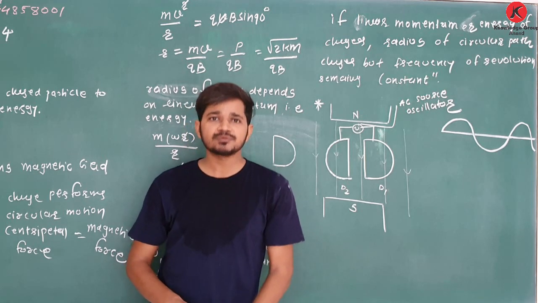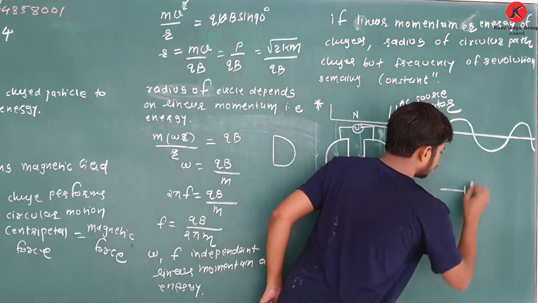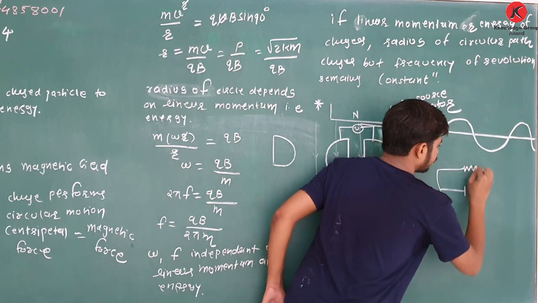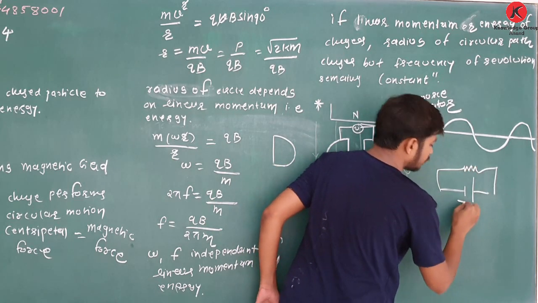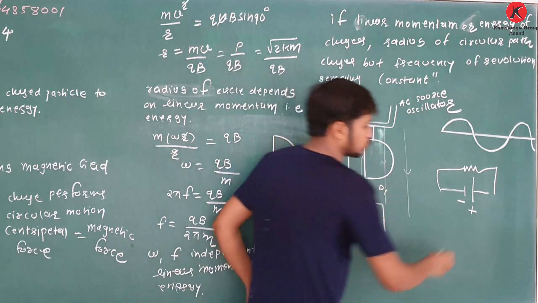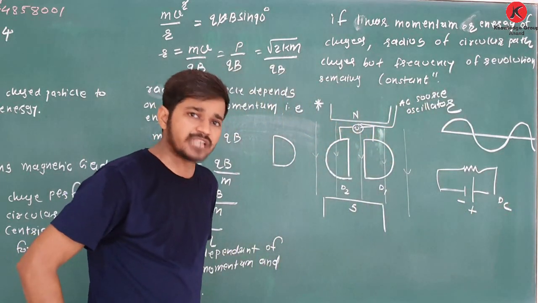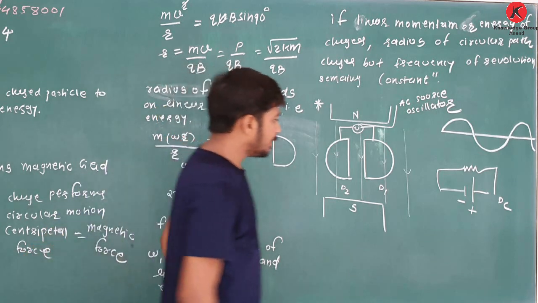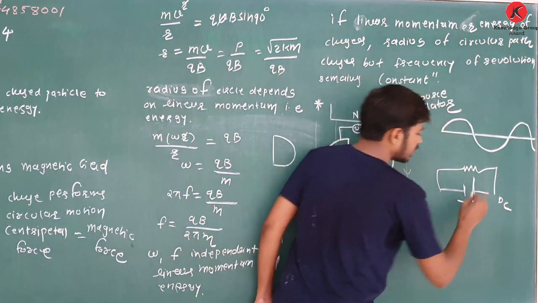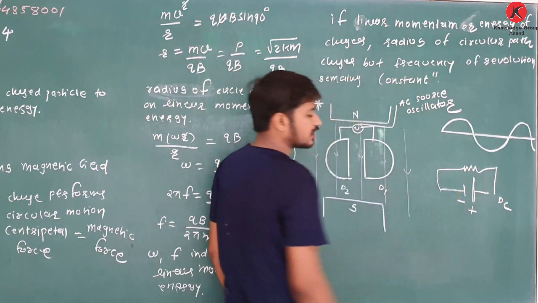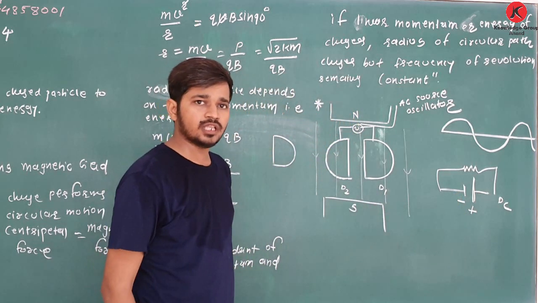Okay, what does an AC source mean? See, you know this type of connection. It is a resistance. This end is always positive, this end is always negative. It is a DC source, direct current. It means this terminal of the battery always remains positive and this always remains negative. Yes or no? Yes.